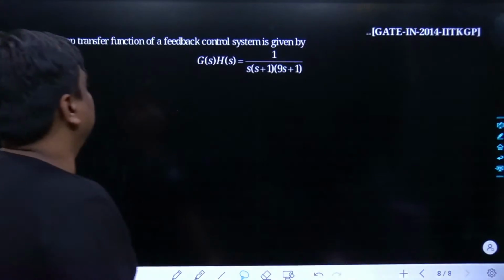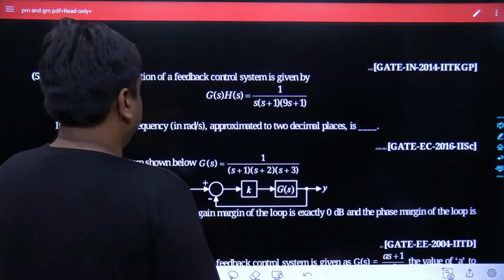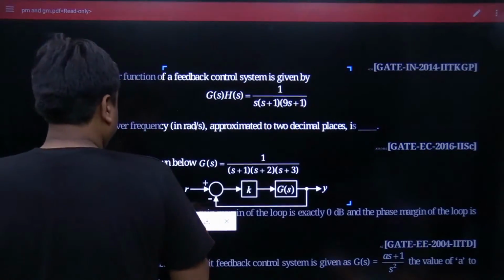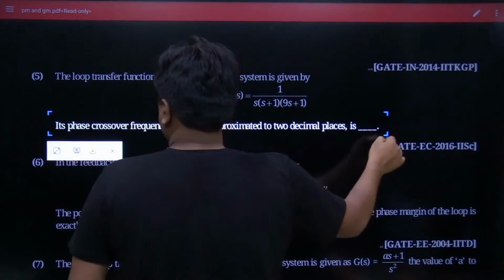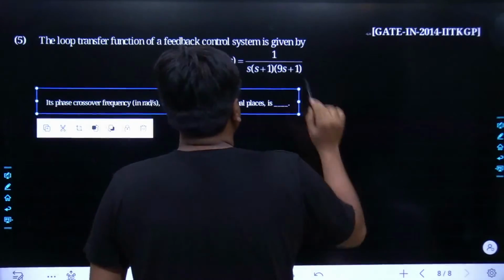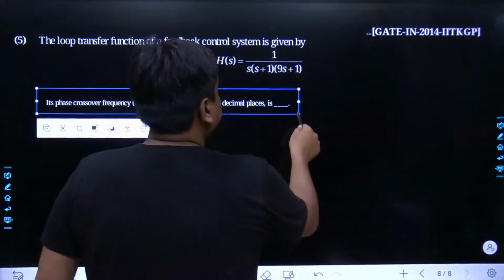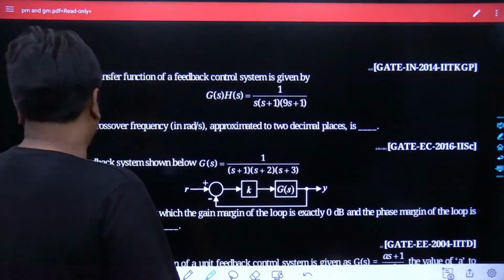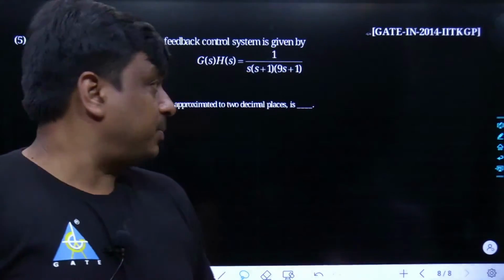The loop transfer function of the feedback control system is given by, just a minute. Okay, it's the phase crossover frequency they had been seeking. We had to calculate the phase crossover frequency for this given system. Find the phase crossover frequency for this given system. And this has been a type of NAT. That means the answer has to be given in the form of numeric input. Tell me what would be the answer for this given problem.